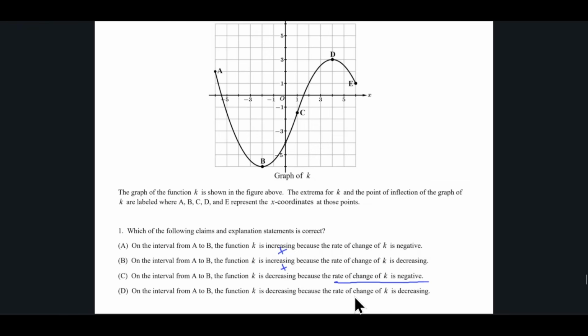Because ROC is negative or ROC is decreasing? No, ROC is decreasing is a wrong explanation because that can comment on the concavity of the function. I'm not interested in concavity. So they are just saying that the function is decreasing because ROC is negative, because whenever the rate of change of a function is negative, then the function decreases. So C is the right claim with the right explanation.